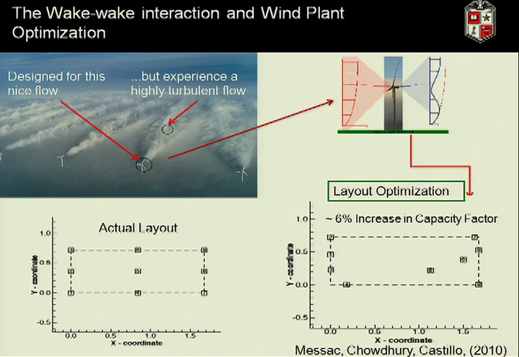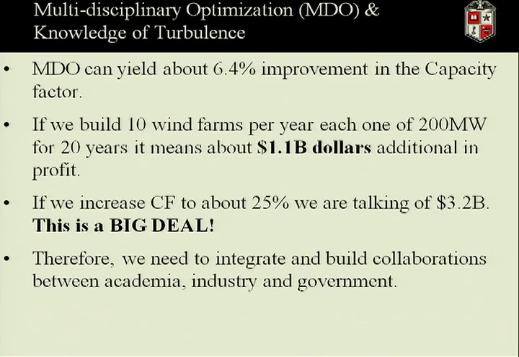Now, just to give you an example, what are the numbers that we're talking about here? If you take a system where you increase the capacity factor by 6.4%, like in the case we did, you're basically talking about that if you build 10 wind farms, and each of them is 200 megawatts, in 20 years, you're making an extra profit of $1.1 billion, okay? And this is a big deal.